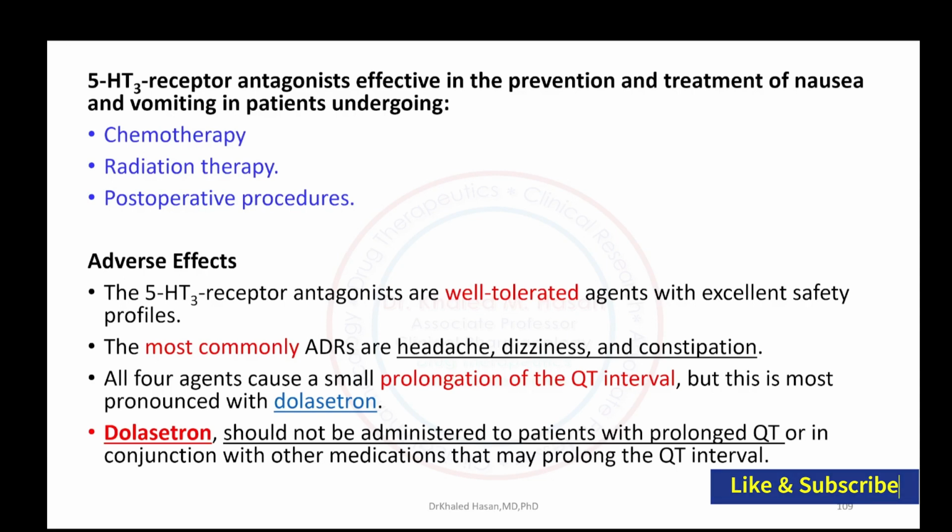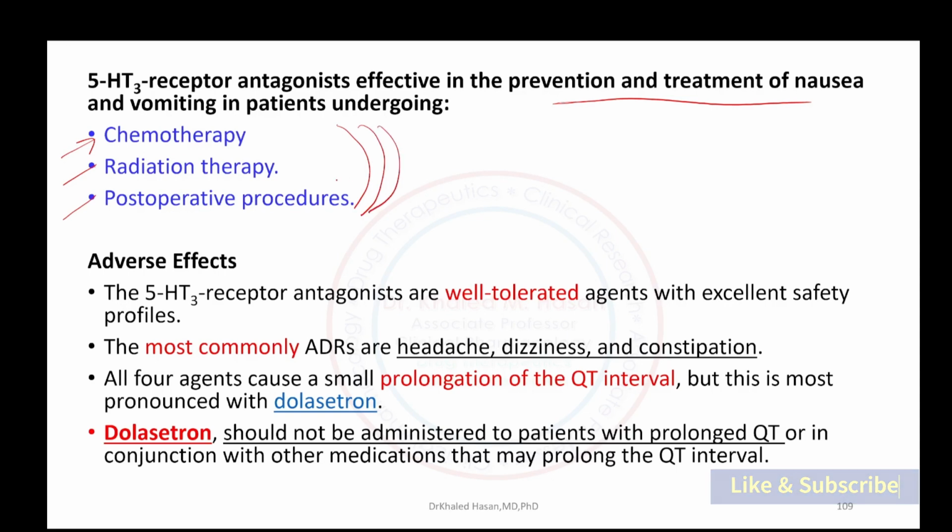The 5-HT3 serotonin receptor antagonist is effective in the prevention and treatment of nausea and vomiting in the following cases: if the patient suffers from chemotherapy-induced nausea and vomiting, radiation therapy, or post-operative nausea. So these 3 cases are considered the most effective uses of this medication, for both prevention and treatment.